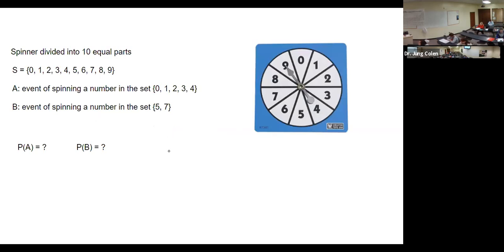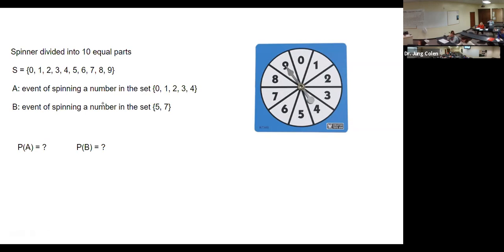All right. So here is a spinner divided into 10 equal parts. So the sample space is from 0 to 9. There are 10 numbers, right? From 0 to 9. Event A is spinning a number in the set 0, 1, 2, 3, 4. So what is the probability of A? Everybody, what's the probability of A? 5 over 10, which is 1/2.